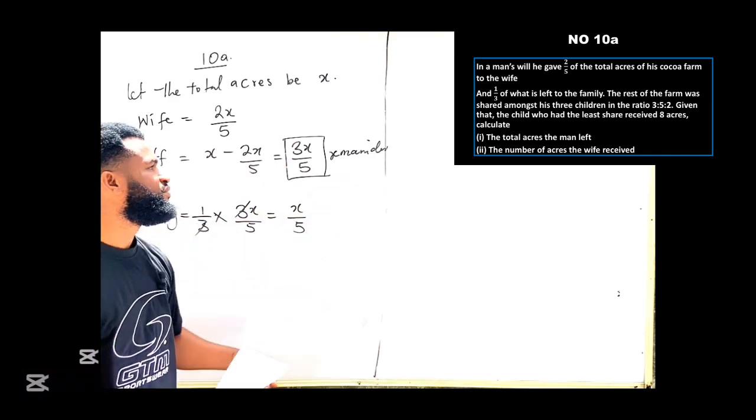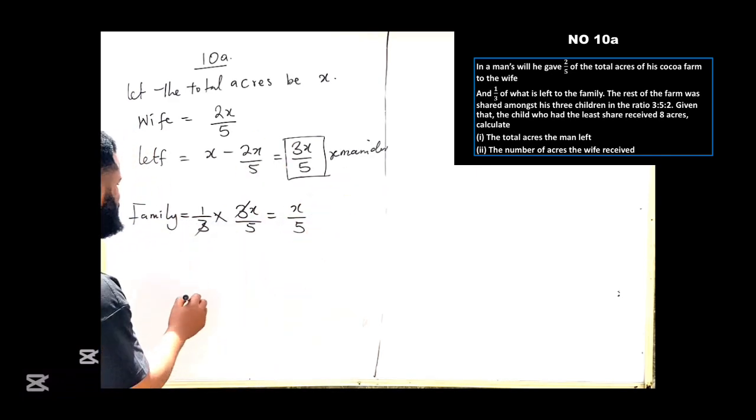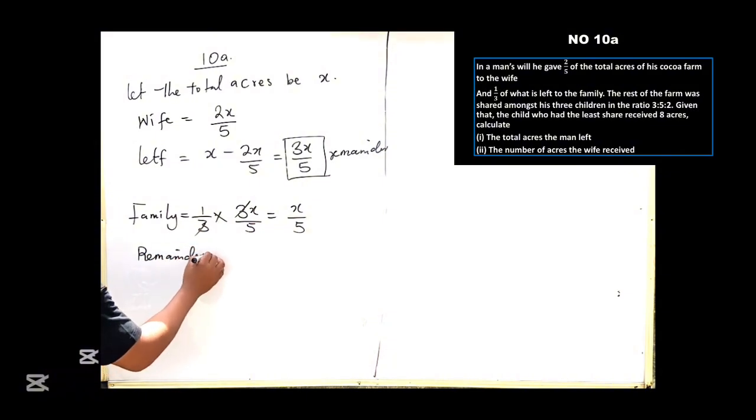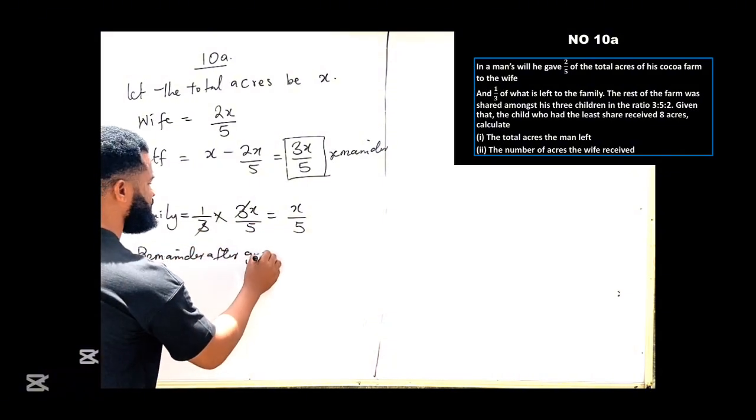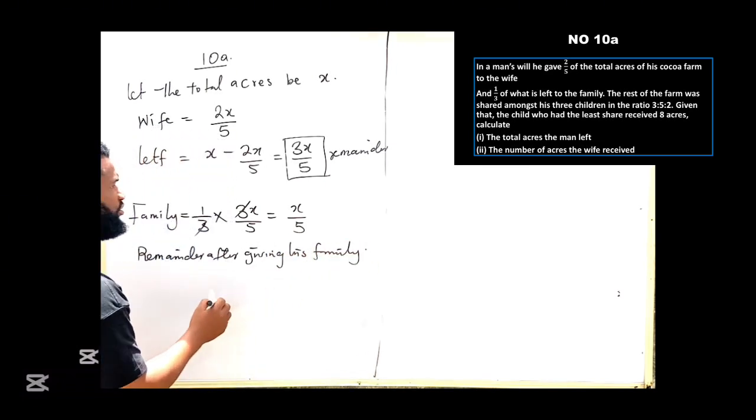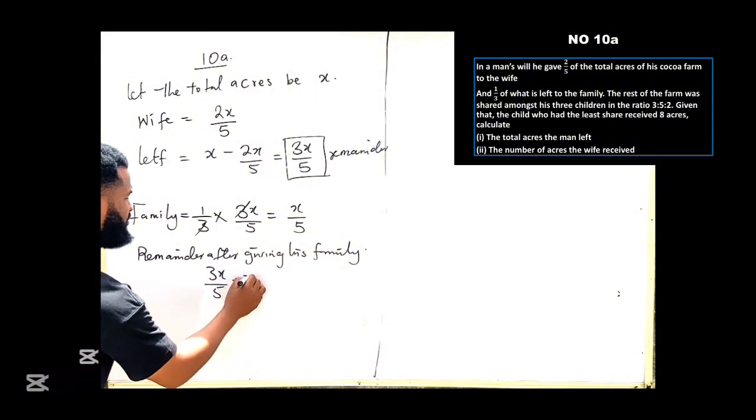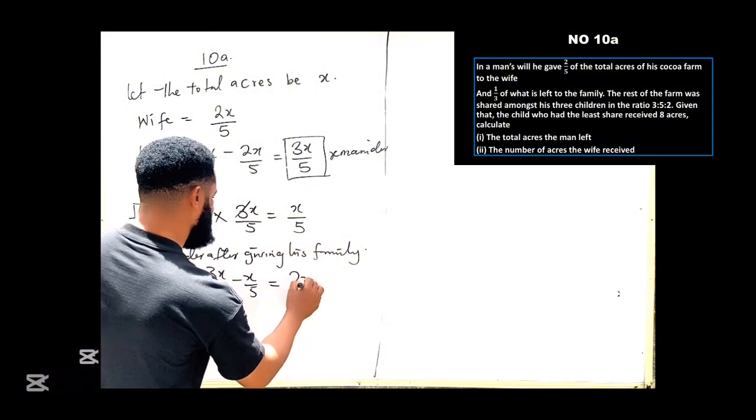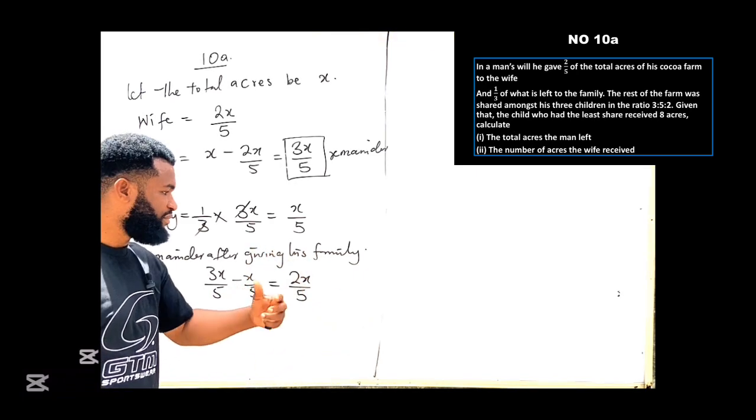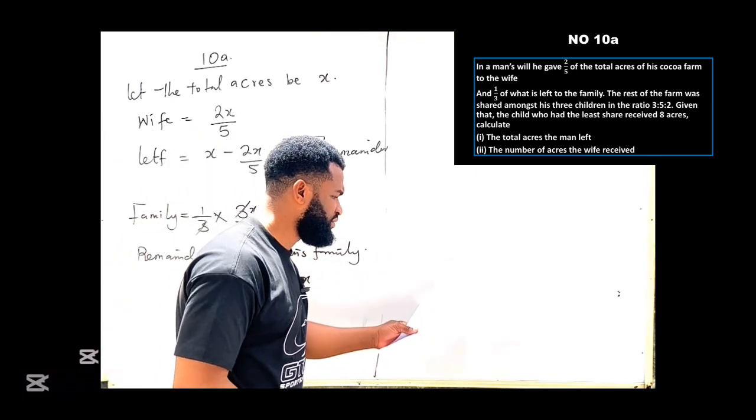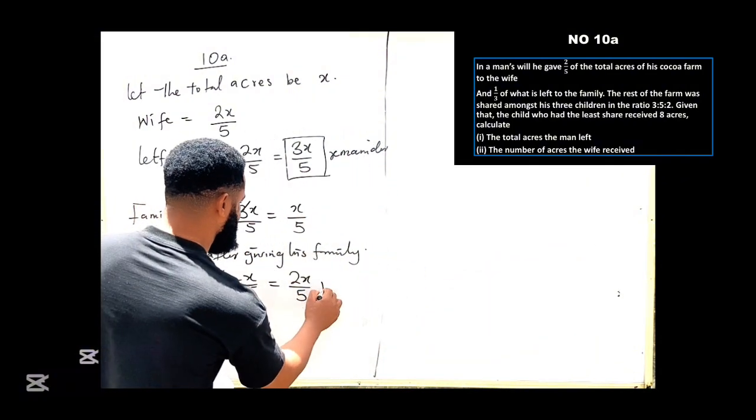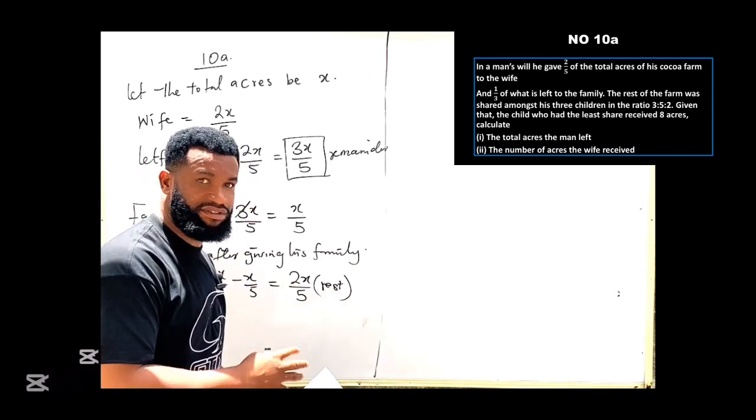So what is going to be left here is we are going to say remainder after giving his family. We are going to have 3x/5 minus x/5, which is going to be 2x/5. So this is what is left after he gave his family. So what did he do with what is left? And the rest is still the same thing as this. So I'm going to say this is called the rest, which is the remainder.